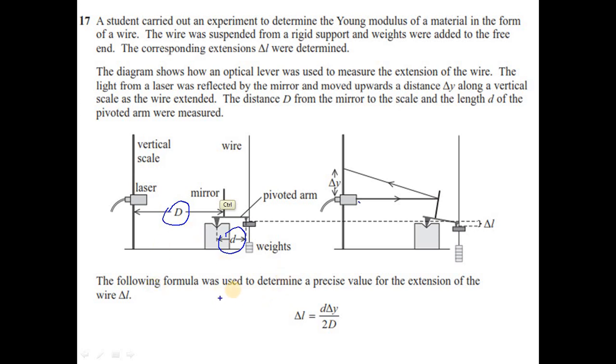The following formula was used to determine a precise value for the extension of the wire: delta L is equal to d delta Y over 2D. So if you know the small d, which is the pivot arm, capital D, the distance from the mirror to the scale, and delta Y, the corresponding extension on the scale, you can find this delta L. This is the given formula. Okay, so what are they asking?